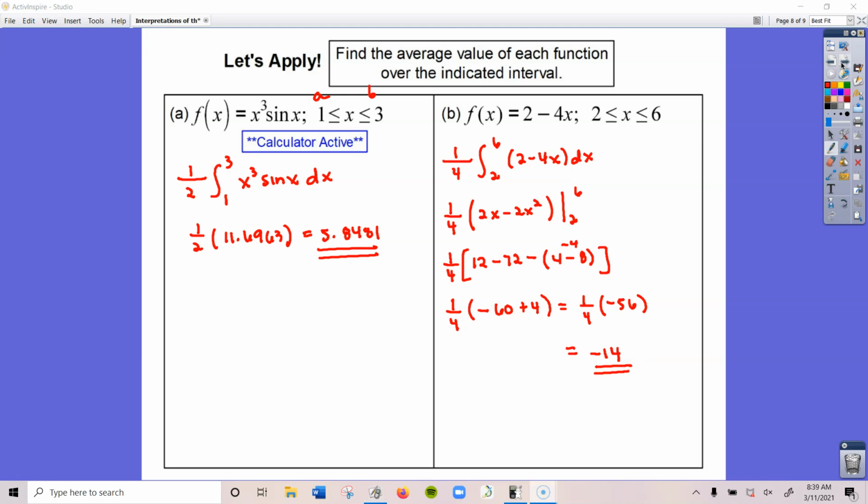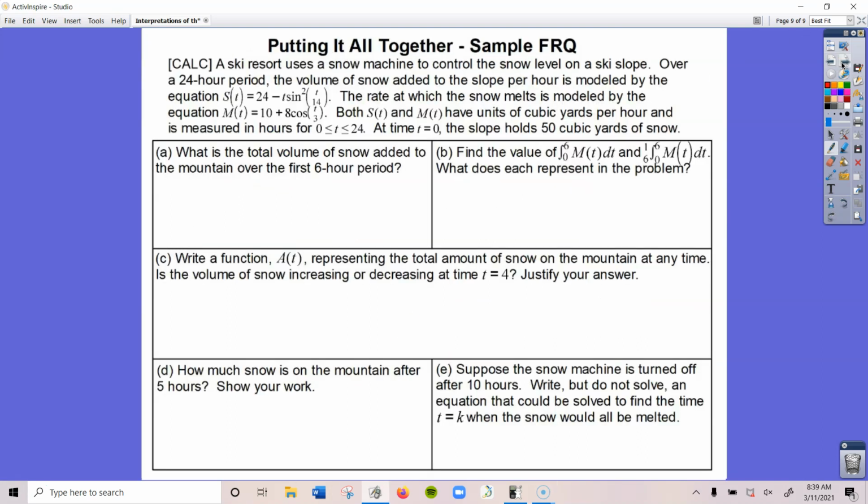Now let's put all of this together. We have here another calculator FRQ. It says a ski resort uses a snow machine to control the snow level on a ski slope. Over a 24-hour period, the volume of snow added to the slope per hour is modeled by the equation S of t is equal to 24 minus t times sine squared of t over 14. The rate at which the snow melts is modeled by the equation m of t is equal to 10 plus 8 cosine of t over 3.